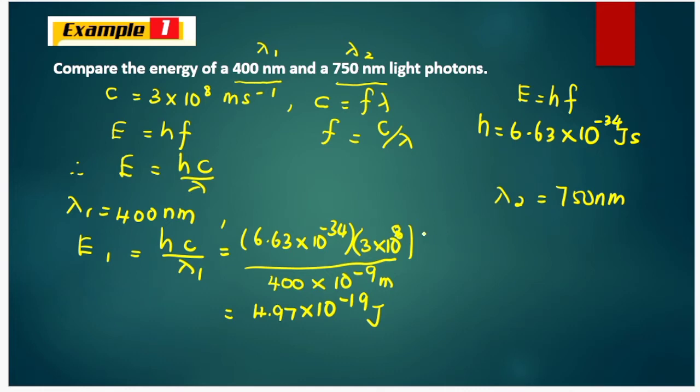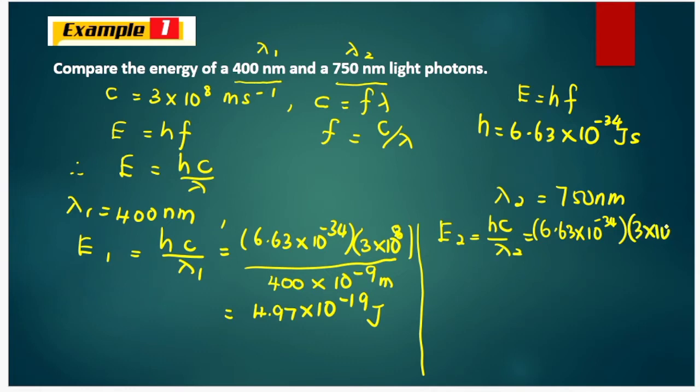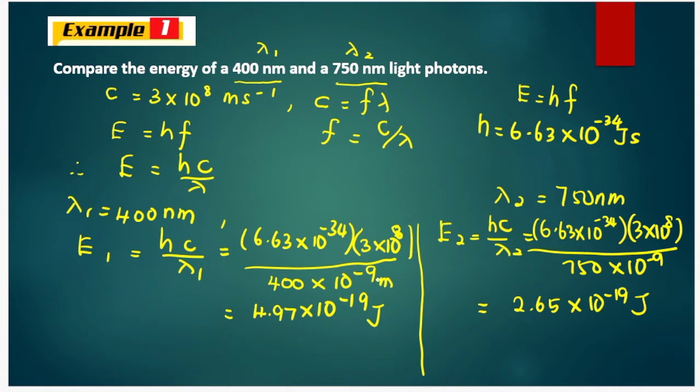For lambda 2, 750 nanometer, we use the same formula. So we get E2 equals hc divided by lambda 2. Substitute the values of h, c, and lambda 2. Thus we get the answer for E2 is 2.65 times 10 to the power of negative 19 joule.